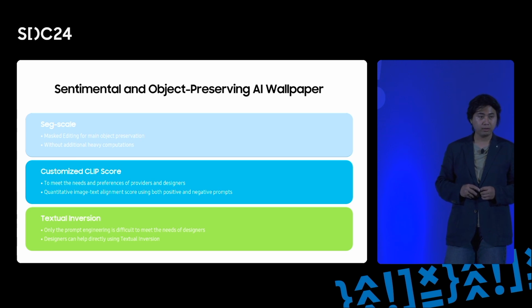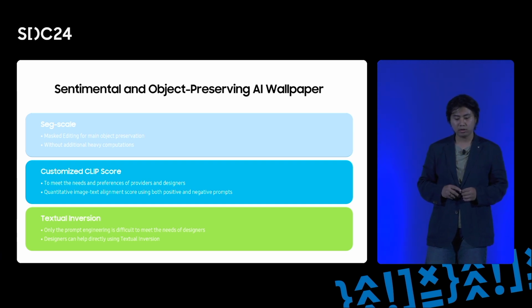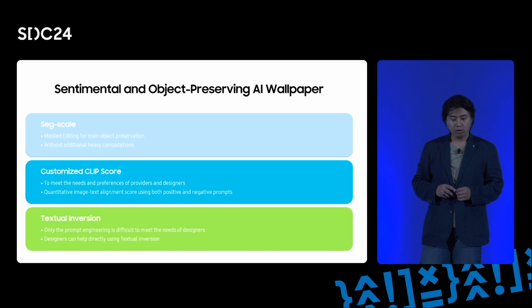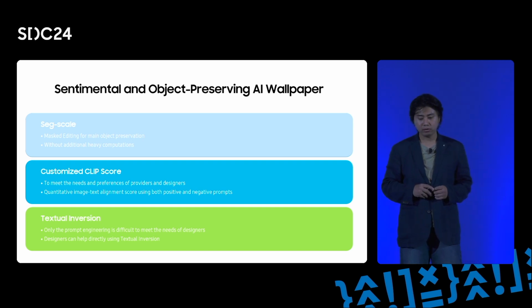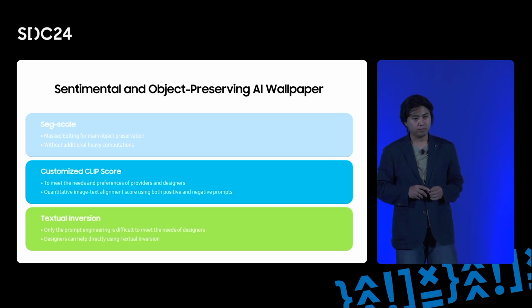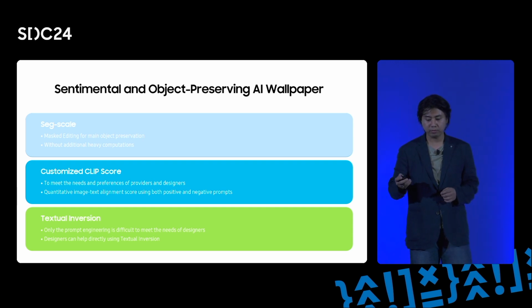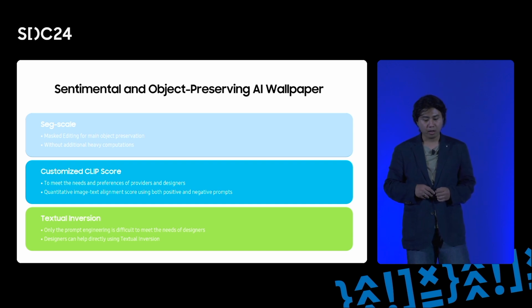Lastly, we applied the texture inversion method to assist prompt engineering to follow the designer's instructions. Only prompt engineering is difficult to meet the needs of the designers. Using the texture inversion method, the designers were able to help develop the model directly by selecting the photos.